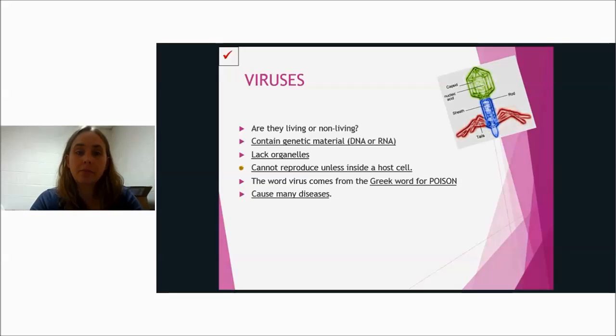The word virus comes from the Greek word for poison, and they cause many diseases. So when you're talking about whether or not they're alive, one of the characteristics of life is the ability to reproduce. Viruses don't have that ability alone. They can only reproduce if they take over the operation of another cell. They have to use the mechanisms within a bacterial cell or an animal cell or a plant cell in order to be able to reproduce. They can't do it on their own. That is one of the reasons why most scientists will consider them to be not alive.